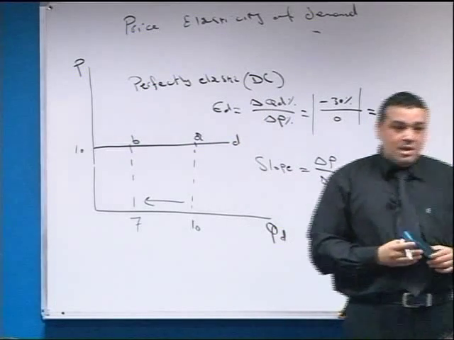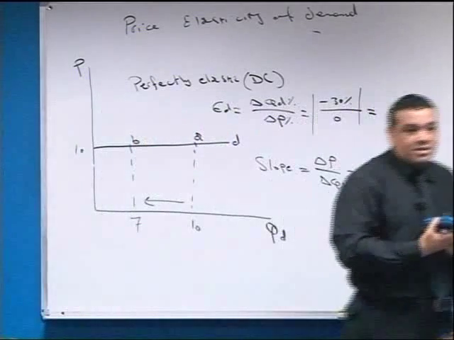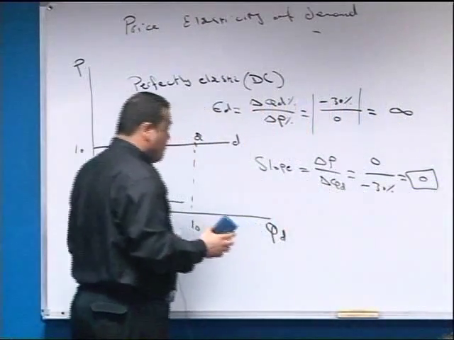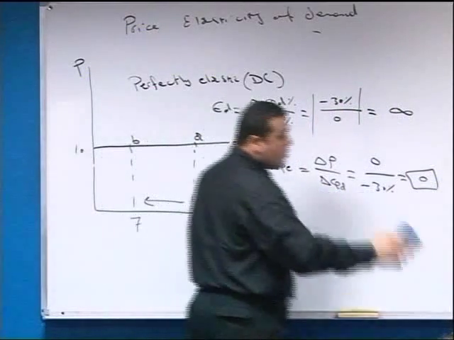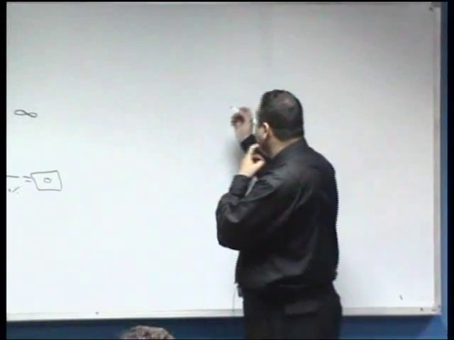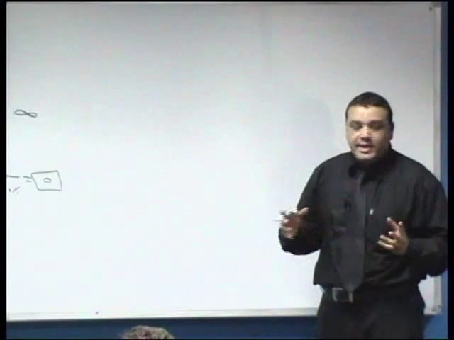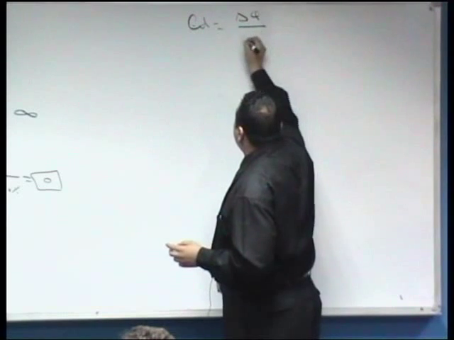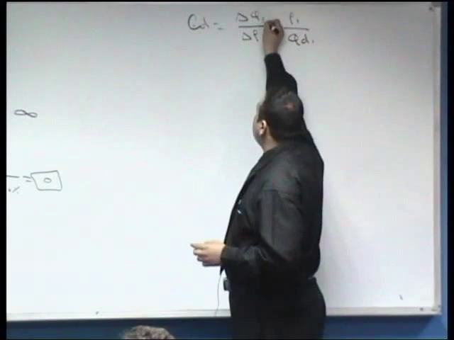Right? Okay. Let's go to the mathematical exercises related to the relationship between the price elasticity of demand and the slope. As you know, the general formula to calculate the price elasticity of demand, ED, equals delta Q over delta P times P1 over QD1. Right?